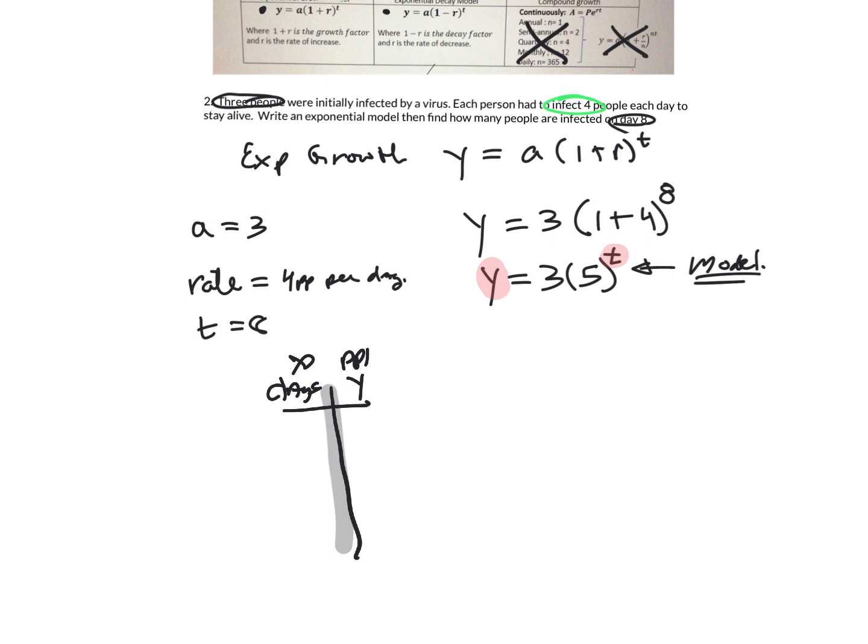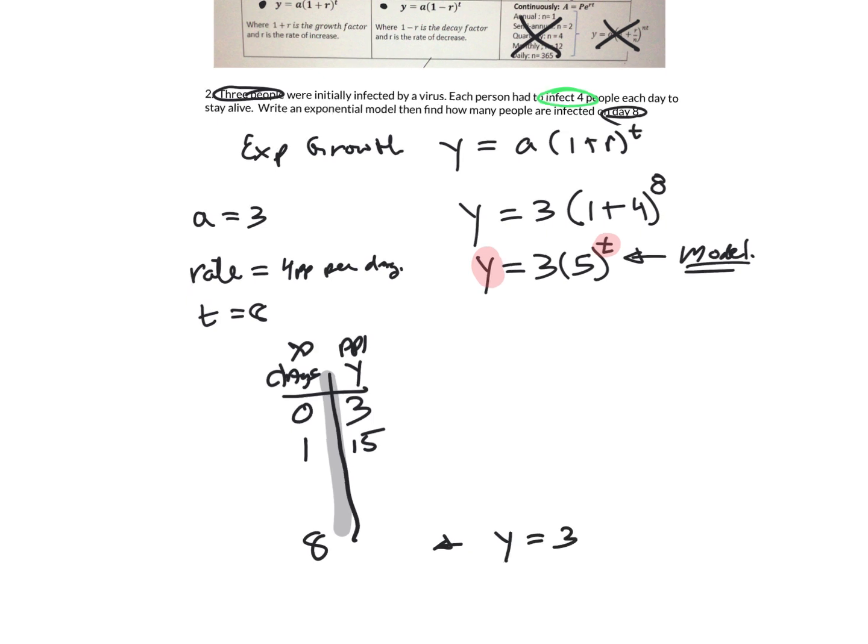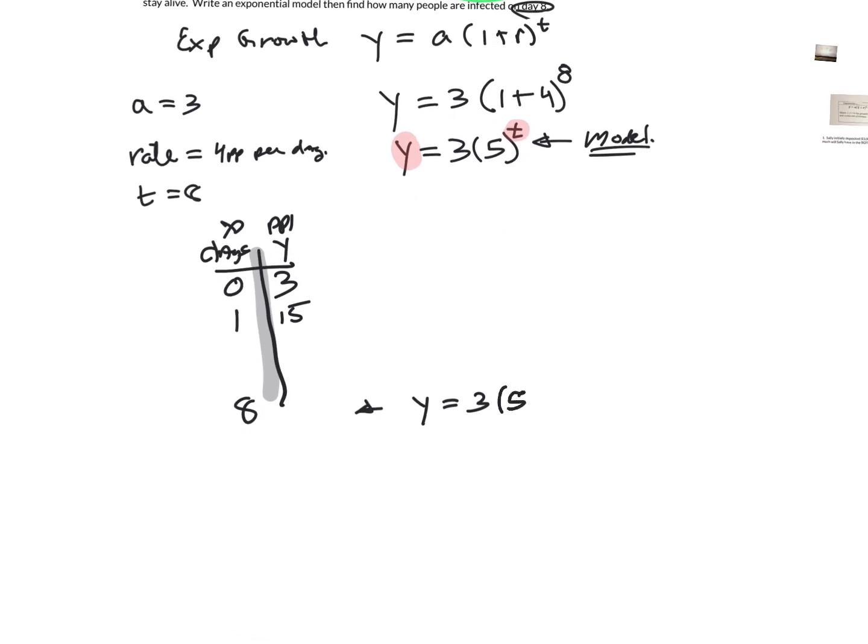And so we can say on day 0, 3 times 5 to the 0 power would be 3 times 1. So there's 3 people initially infected, which we knew, right? On day 1, we could plug into that model 3 times 5 to the first power, and that would give us 3 times 5, which would be 15, and so on and so forth. So we could jump down to day 8, and we could say, well, what happens on day 8? That would be y equals 3 times 5 to the 8.